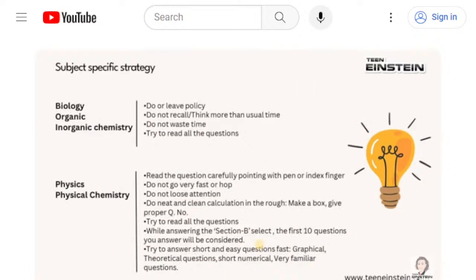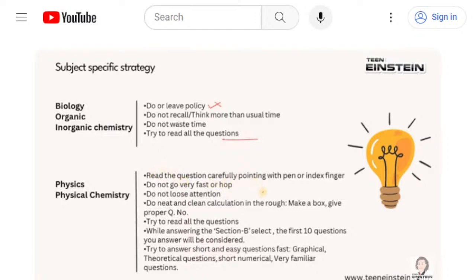Okay, now I can give you some subject specific suggestions, like while solving biology, organic and inorganic chemistry, you should follow do or leave policy. You should not revisit during the first round or even the second round. Whatever comes first, do as soon as possible and go ahead. Do not think too much, otherwise it will take unusual time and it will be wastage of time. Try to read all the questions.